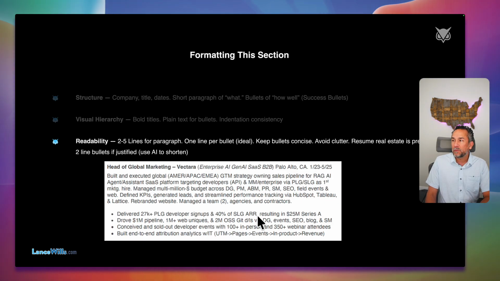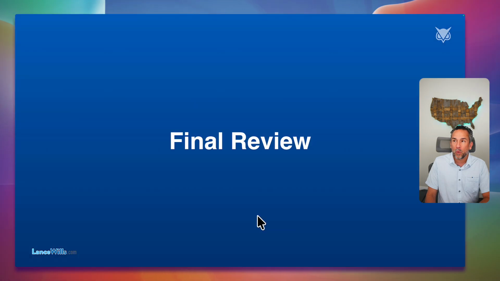Keep bullets concise, avoid clutter. Resume real estate is precious. 2-line bullets if justified. We saw how those were quite long, that ChatGPT output, but there was a lot of meat, a lot of quantified successes in there. So it was okay to have those longer. And of course, as we did and demonstrated, you can use AI to shorten those as well. It's a great tool for that.